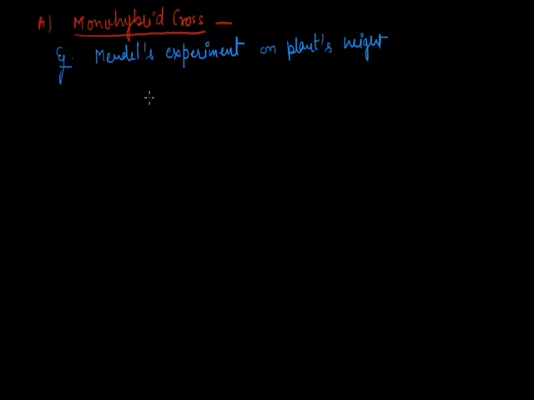So he took two pure line parents which are tall, which is crossed with a short or a dwarf parent. Here capital T denotes tall and small t for short plant or dwarf plant, and this one indicates the P generation. That means parental generation.